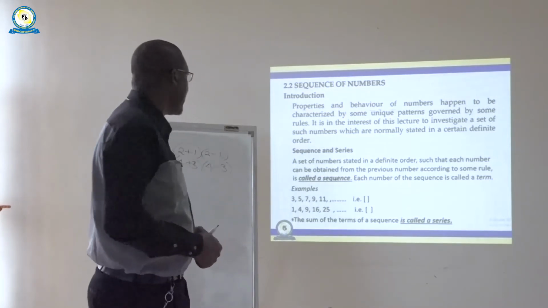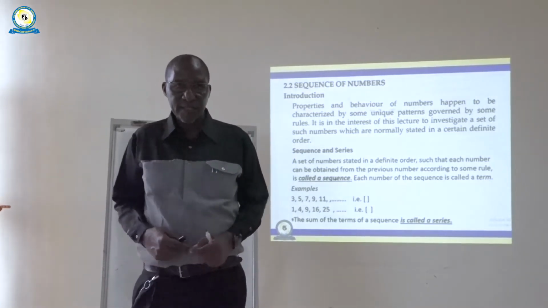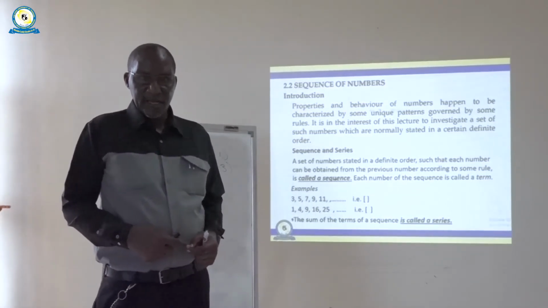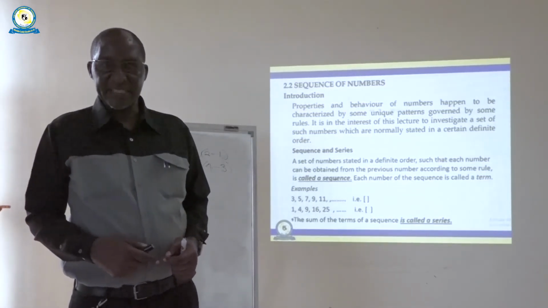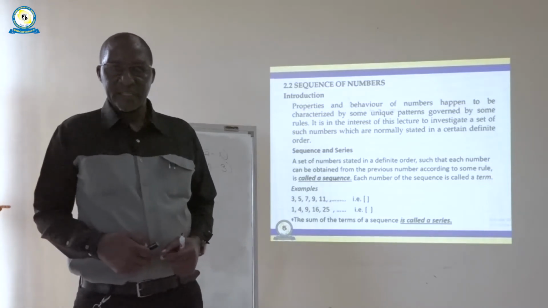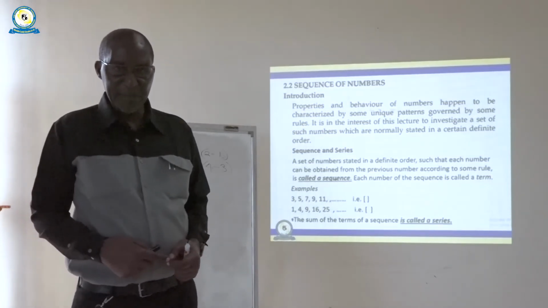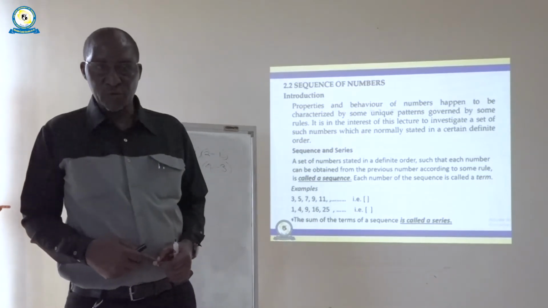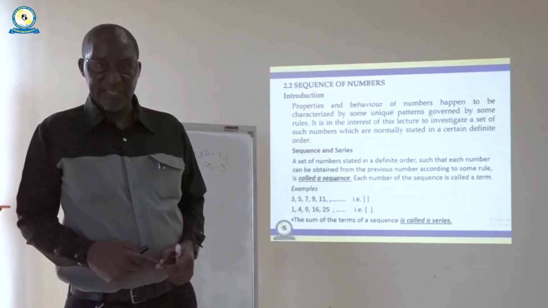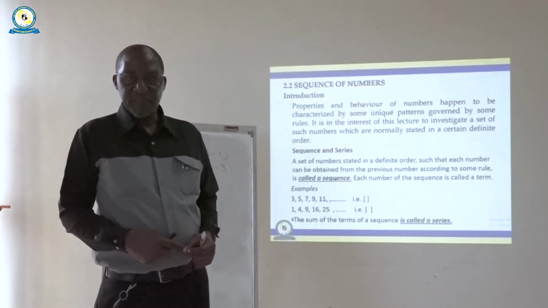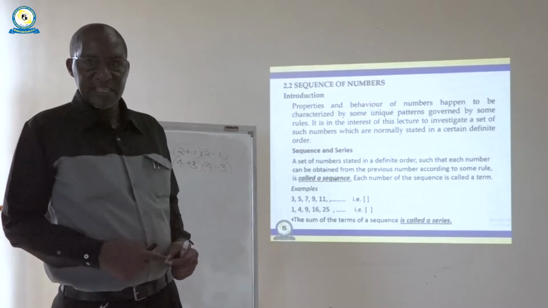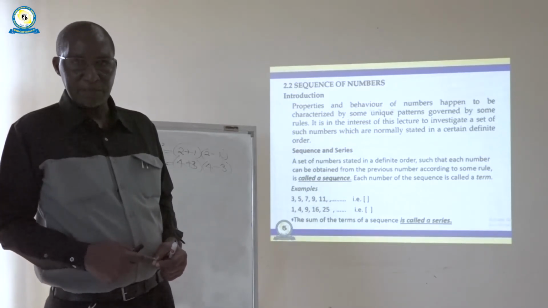Definition of a sequence and a series. A sequence is a set of numbers stated in a definite order, such that each number can be obtained from the previous number according to some rule. Each number of the sequence is called a term.